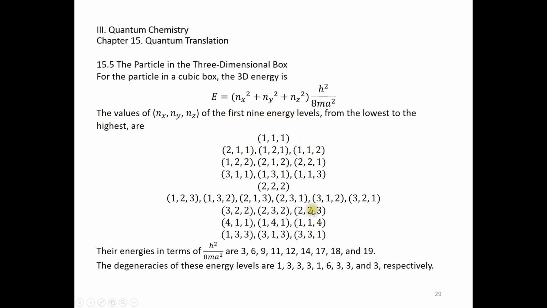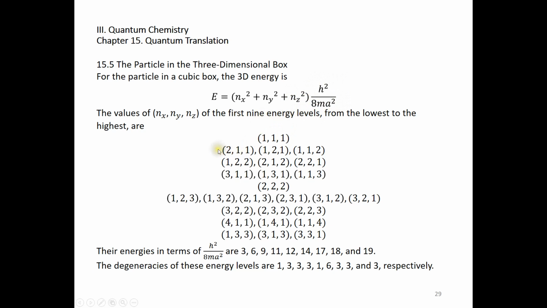Now, I'm listing the values of the three quantum numbers of the first 9 energy levels from the lowest to the highest. Over here, the three quantum numbers are all equal to 1. This is the lowest possible translational energy for a three-dimensional particle in a cube. So this corresponds to 1 squared plus 1 squared plus 1 squared. That's 3 multiplied by h squared over 8ma squared.